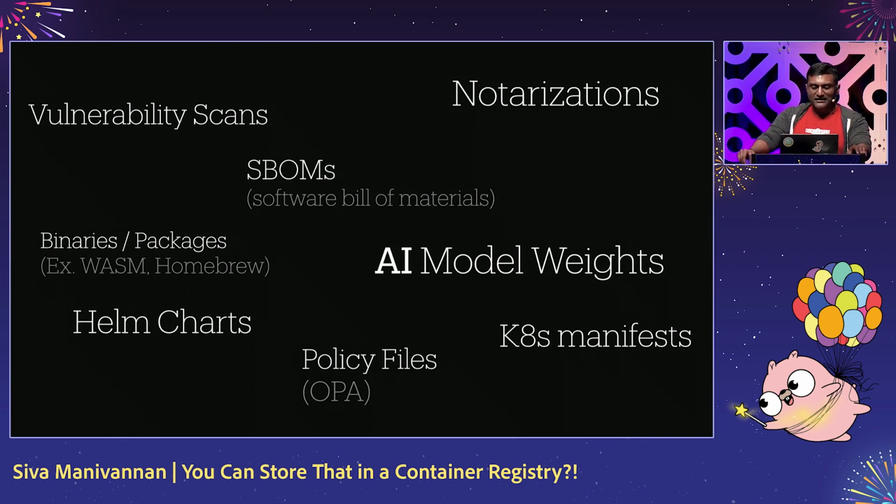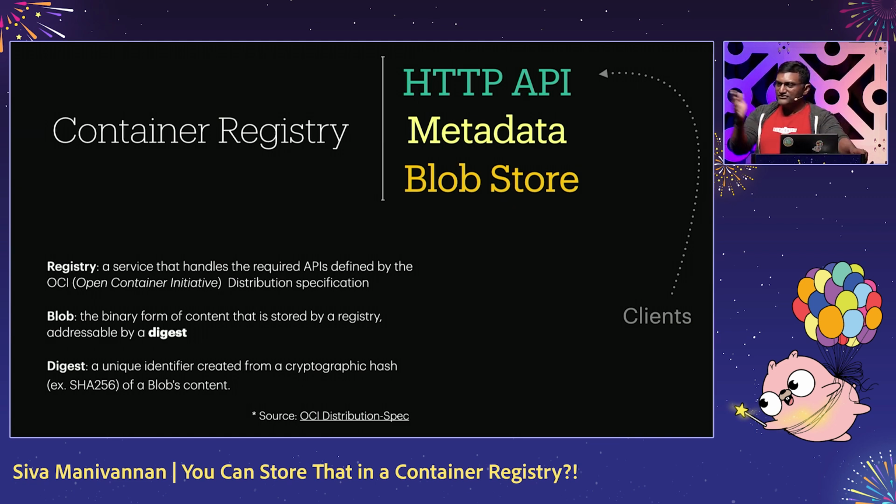Helm charts, Kubernetes manifests, and lately a lot of AI model weights. So we have a couple of customers that use us that store gigabytes of AI model weights that they want to ship on-prem in container registries. So just a brief overview.